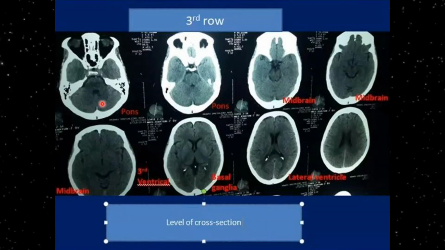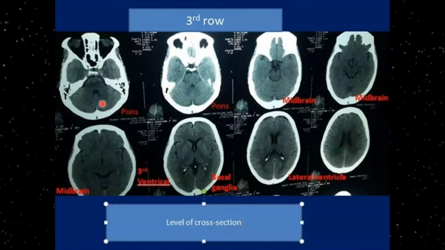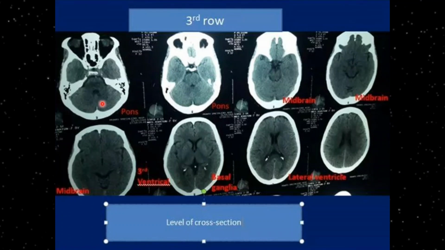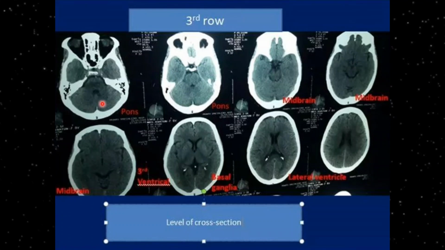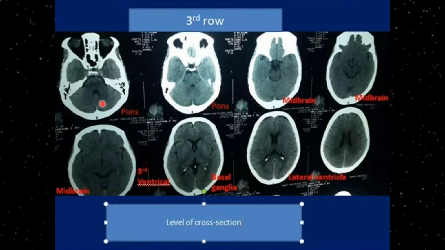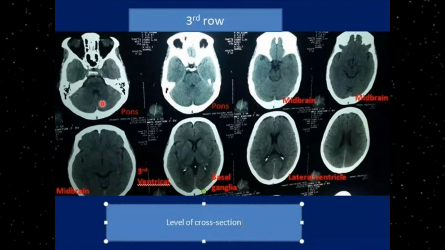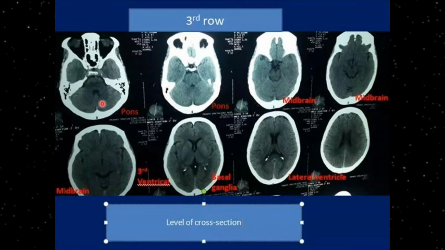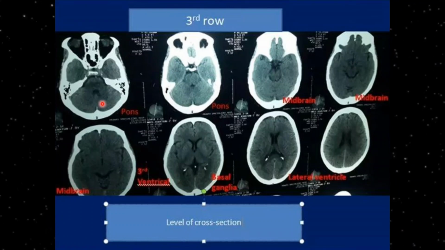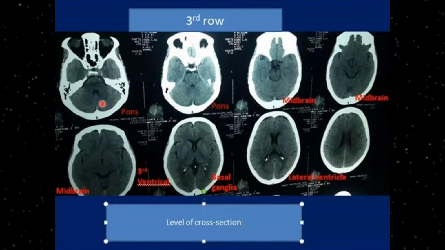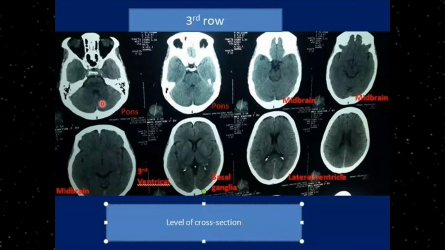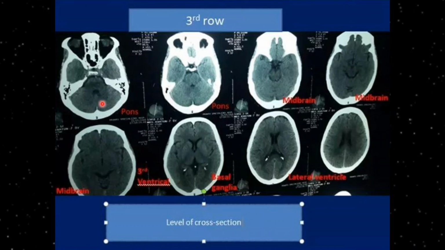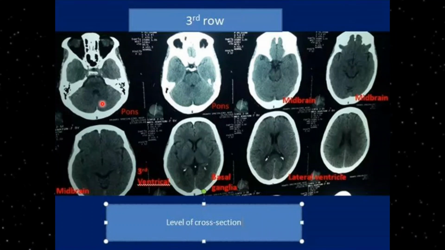So here on this first image you can appreciate the petrous part of the temporal bone, and then the middle cranial fossa, which is filled by the temporal lobe of the brain, and these first two images are showing the round structure in the middle. This structure is the pons. When you go up, this round structure changes its shape, and it converts into the midbrain. So in the next slices you can see the midbrain.